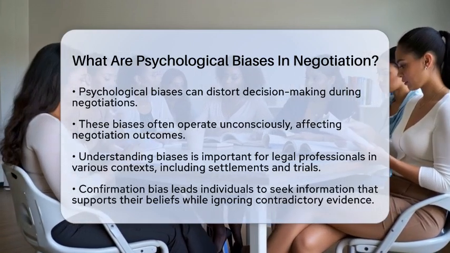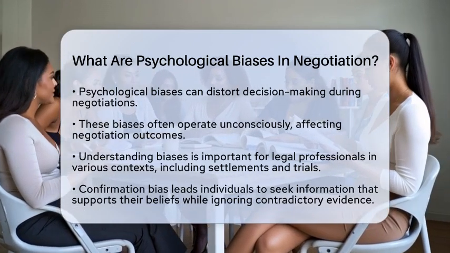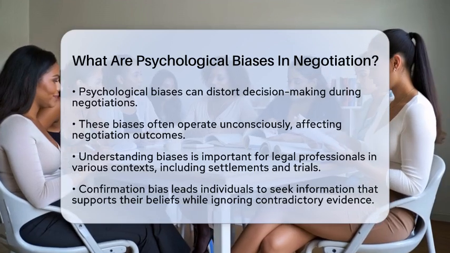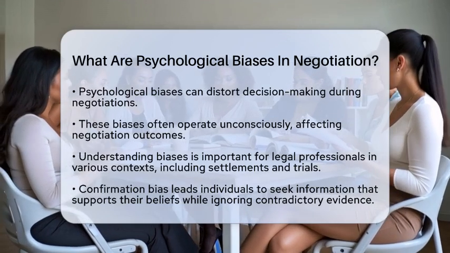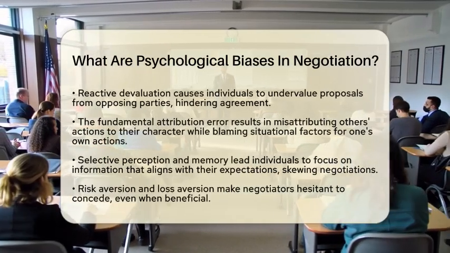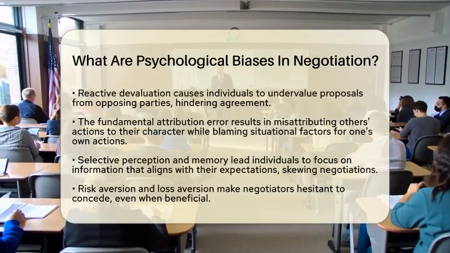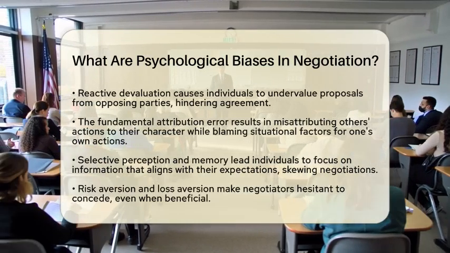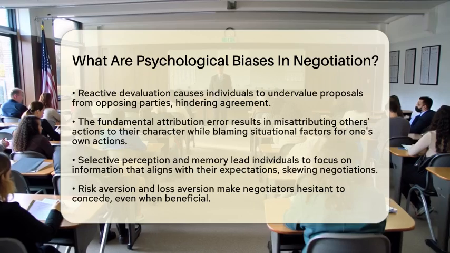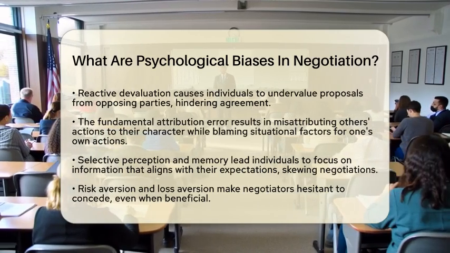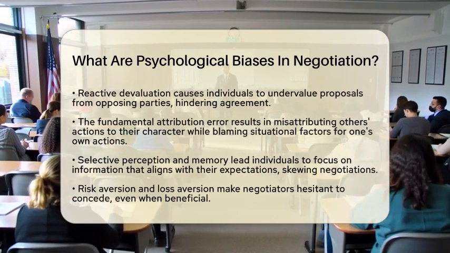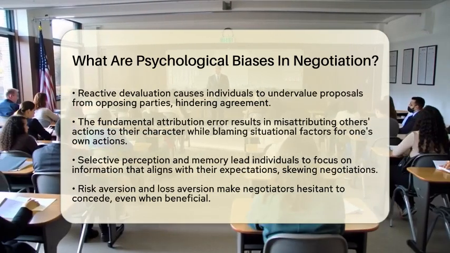Next is reactive devaluation. This bias occurs when individuals undervalue proposals simply because they come from an opposing party. This can create barriers to agreement and make it harder to find common ground. Another important bias is the fundamental attribution error. This is when people attribute others' actions to their character while blaming their own actions on situational factors. This can lead to misunderstandings and mistrust between negotiating parties.